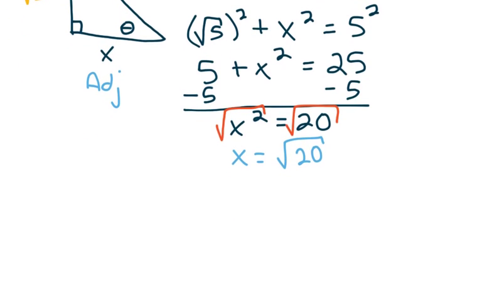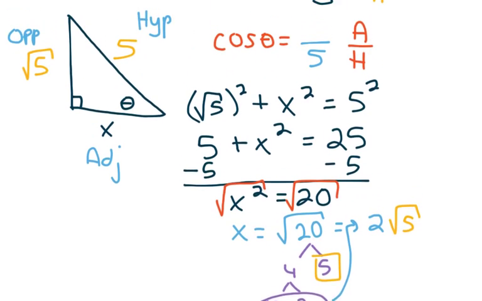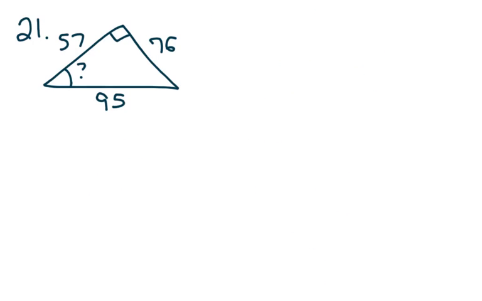Now I do believe we can simplify this, so let's check. We have 4 and 5, and then 2 and 2. So we have a pair there, which means that we get 2 square root 5. So I just write that in my answer. And there you go. Alright, the other one.